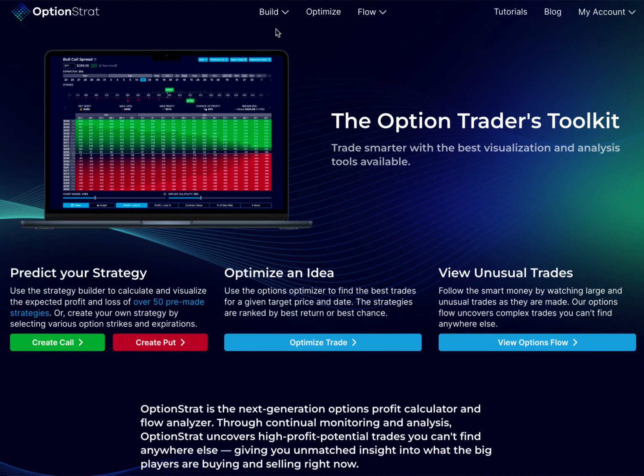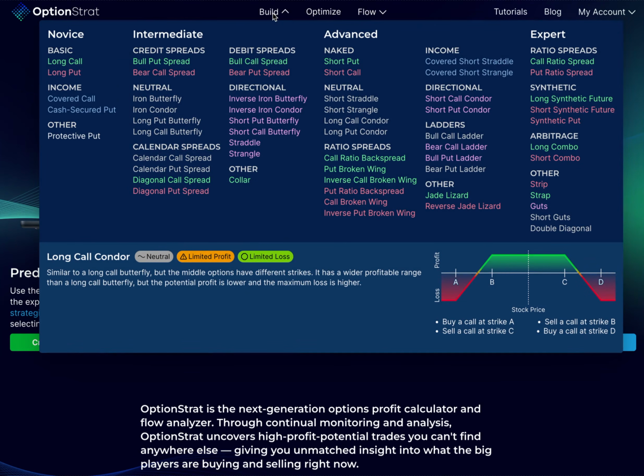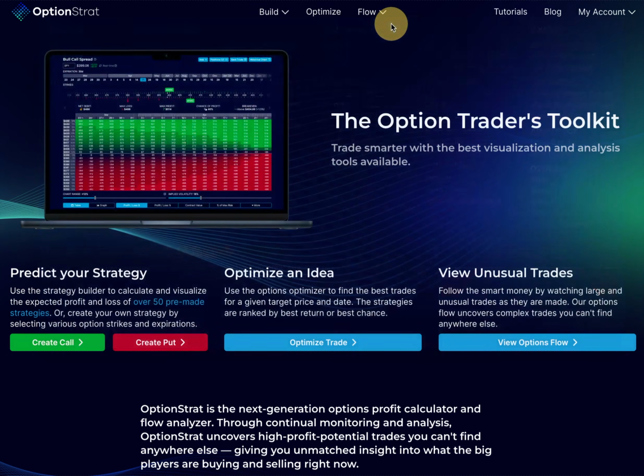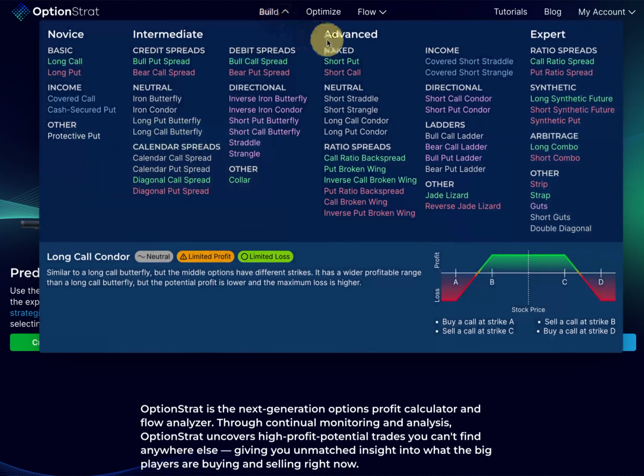I'm going to spend a little time going through the key functionality of OptionStrat. We're going to look over a period of 3 separate videos. We're going to look at the Build tab, the Optimize tab, and then the Flow tab, and dig a little deeper into each one of these. I'll tell you that probably the most useful one to most people is the Build tab. You can see in the Build tab that it's broken out into novice, intermediate, advanced, and expert trades.